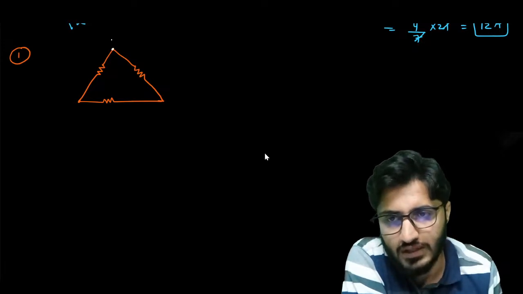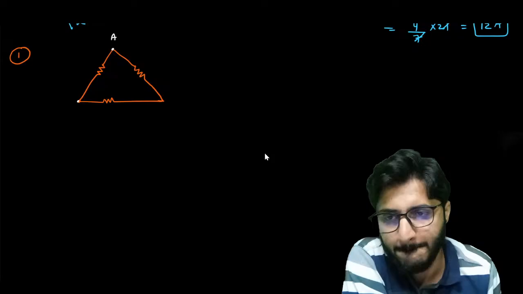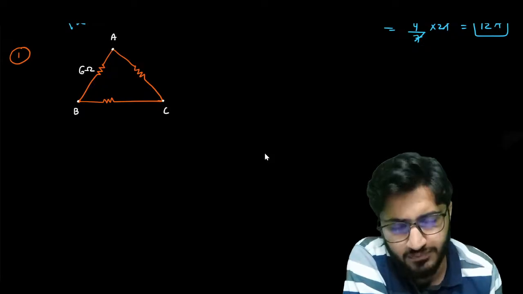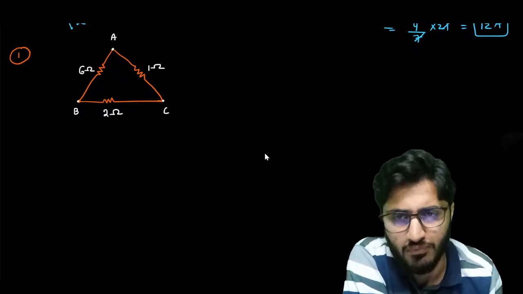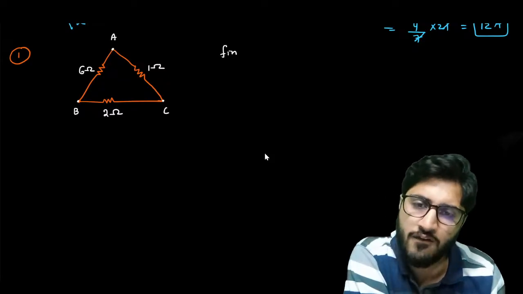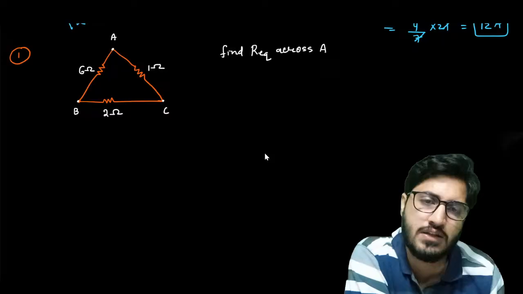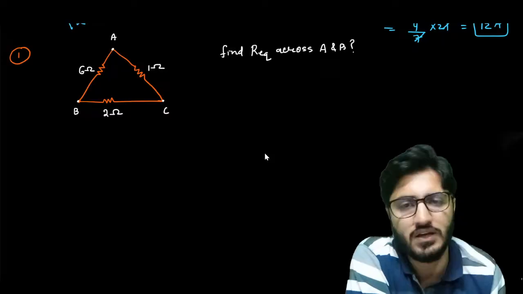So A, B, C. 6 ohm, 1 ohm, 2 ohm. Find equivalent resistance across A and B.